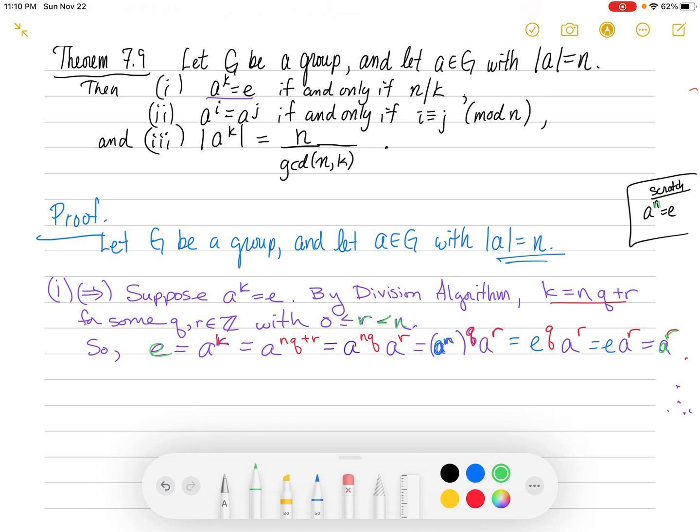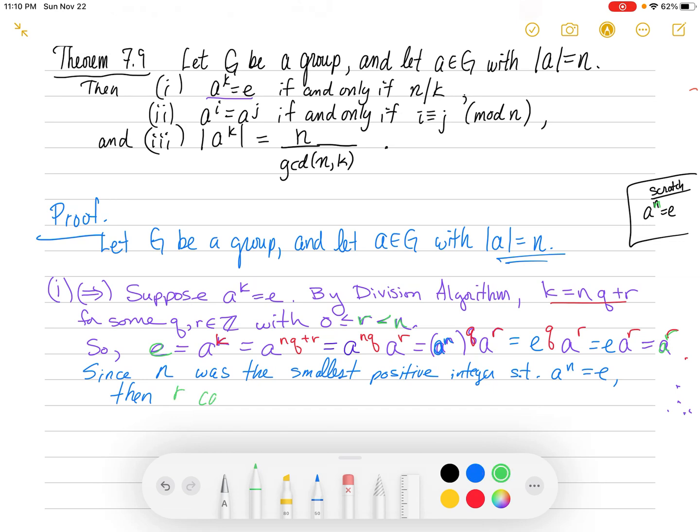But n here is the smallest positive integer back here, right? n is the smallest positive integer such that a to the n equals e. So can there be a smaller positive integer r that does this, a to the r equals e? No. So since n was the smallest positive integer such that a to the n gives the identity, then r cannot be positive, right?